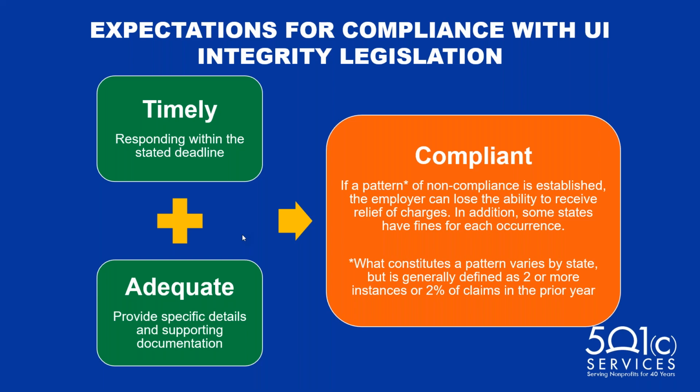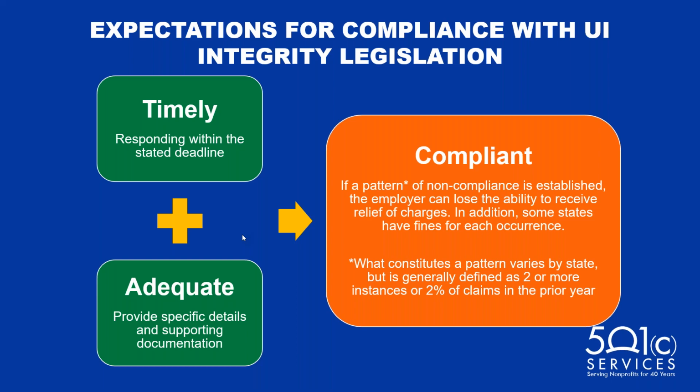So what happens once you're not in compliance? So once a pattern is established, the employer loses the ability to receive relief of charges that were paid prior to an overturned decision if it was a direct result of the employer failing to provide pertinent information at the initial protest level. So what does that mean?